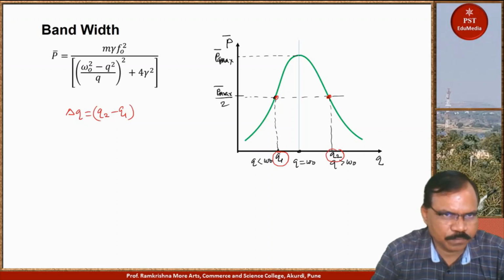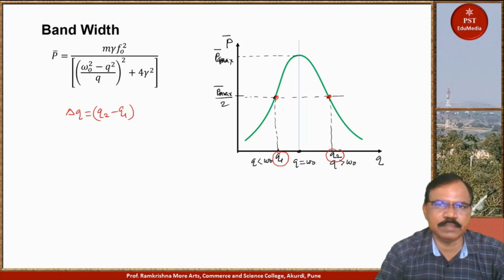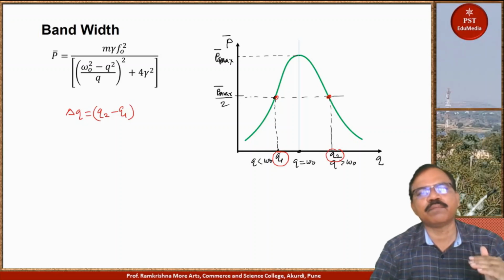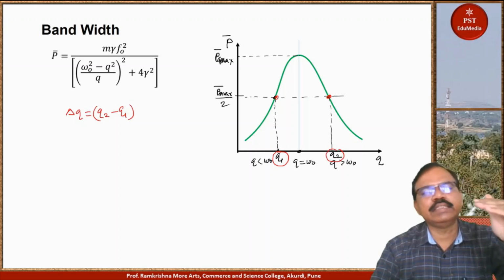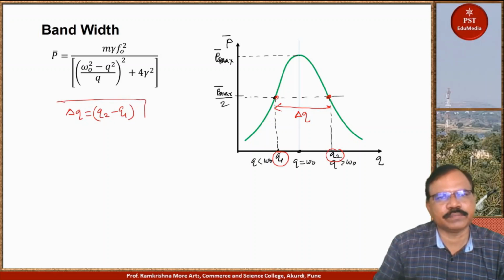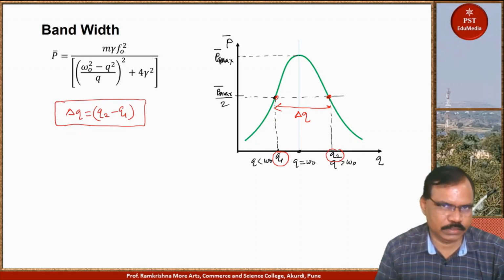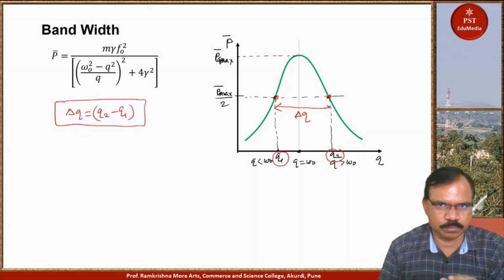What is the meaning of this? Bandwidth is the difference in frequencies for which power falls from maximum to half of maximum. So this difference is delta Q, and this is called bandwidth. And this bandwidth is very important in forced oscillations.